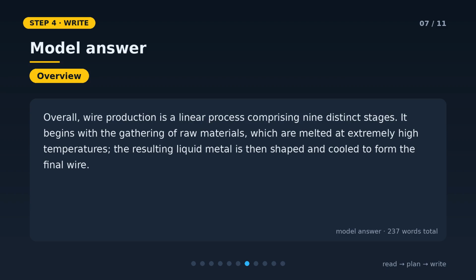The overview. Overall, wire production is a linear process comprising 9 distinct stages. It begins with the gathering of raw materials, which are melted at extremely high temperatures. The resulting liquid metal is then shaped and cooled to form the final wire. Notice there are no specific numbers here. The overview stays general.